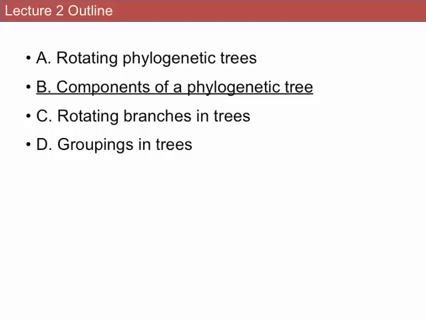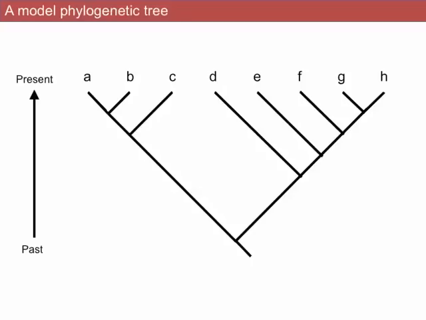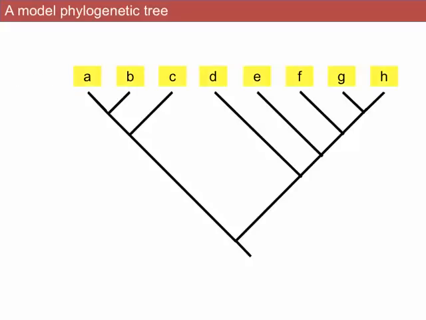In a minute, we're going to come back to rotating individual branches in a tree, which is a little more complex, and you have to be able to wrap your brains around that. So what I want to do before doing that is just go through the different components of a phylogenetic tree, again using this same hypothetical tree here to think about the different parts of a tree. So who knows what those labeled in yellow on the tree are? Yeah, so they're the taxa in the tree.